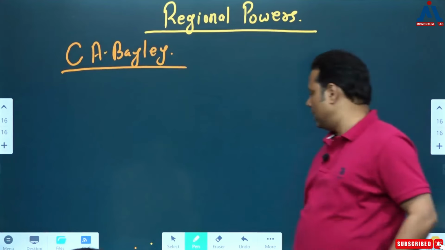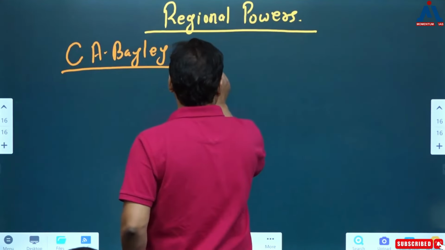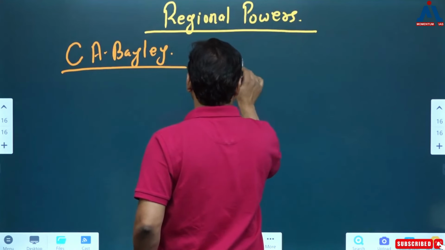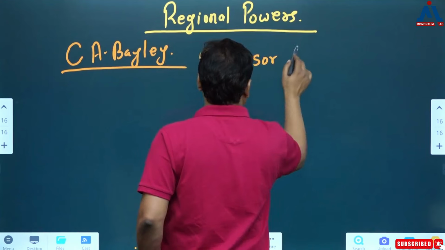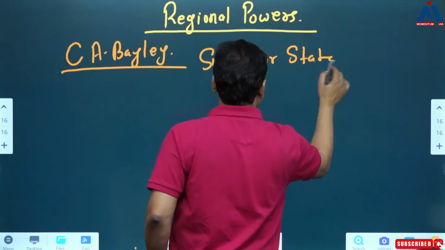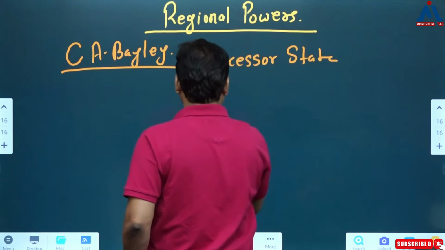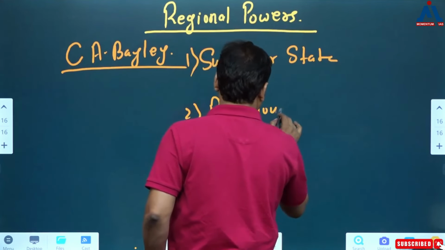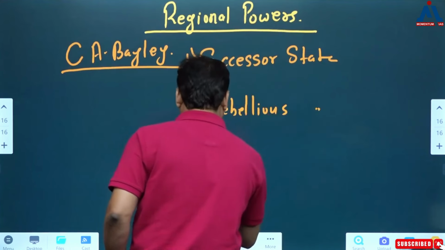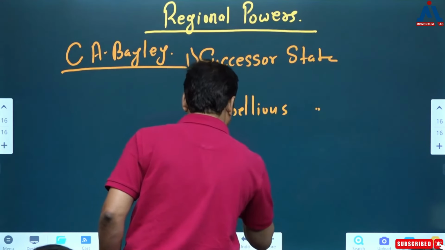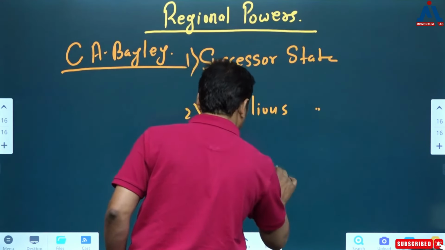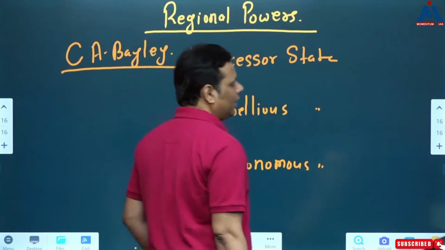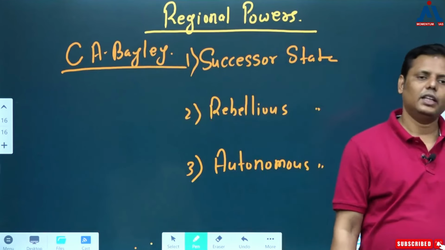And what are these 3 different categories? According to him, there is one category which is called the successor states. The second category is rebellious states, and the third category is autonomous states, right? These are the 3 categories in which they were divided.